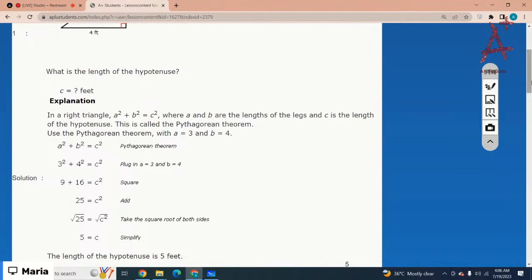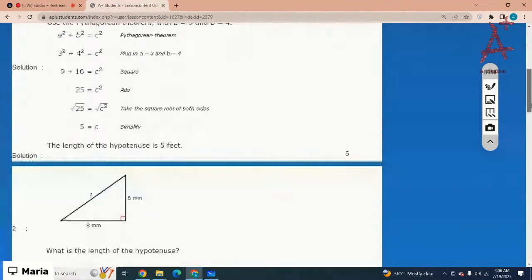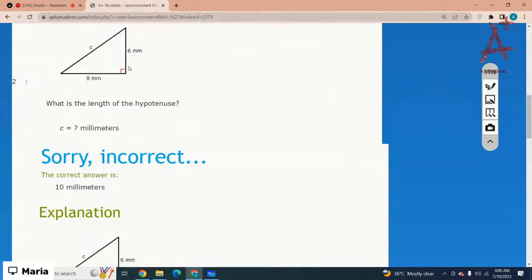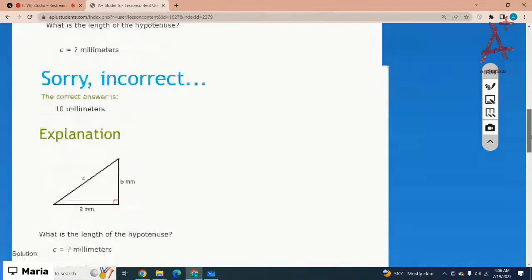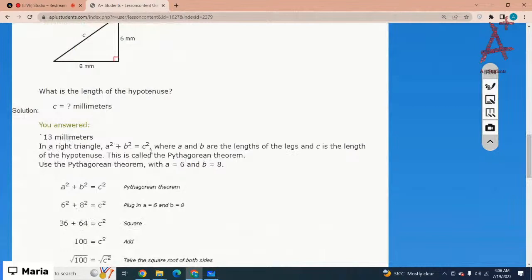Okay, let's do another example. Again, the very important point is you can use the Pythagorean theorem for right angle triangles only. So c must be the hypotenuse and the other two sides are the legs of the triangle. Here is the definition: in a right angle triangle, a square plus b square equals c square, where a and b are the lengths of the legs and c is the length of the hypotenuse. This is called the Pythagorean theorem.